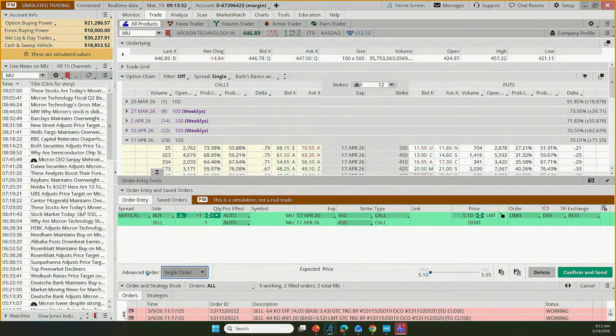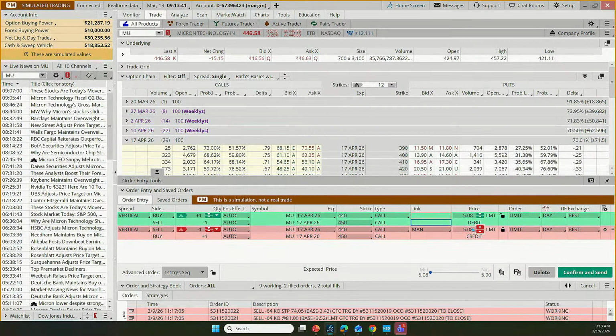So we're going to take our single order. We're going to change that and make it first trigger sequence. We're going to right click, create an opposite order, and let's make this 635. So that's about a 25% gain.